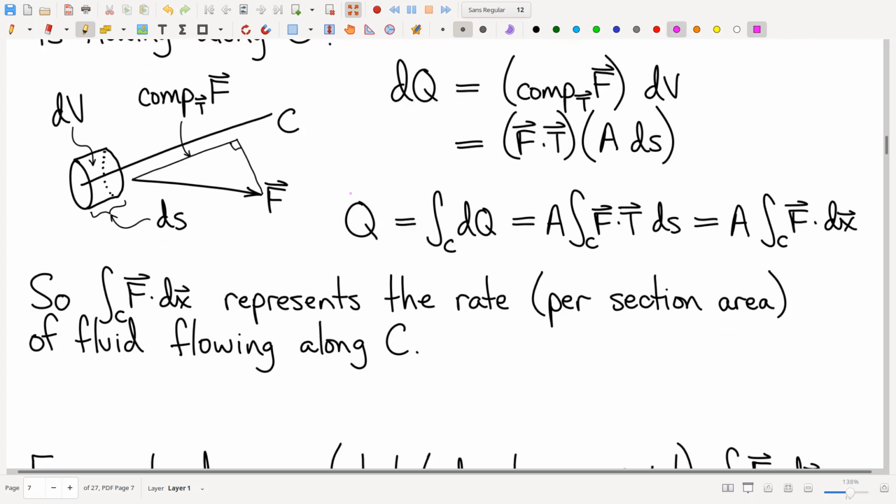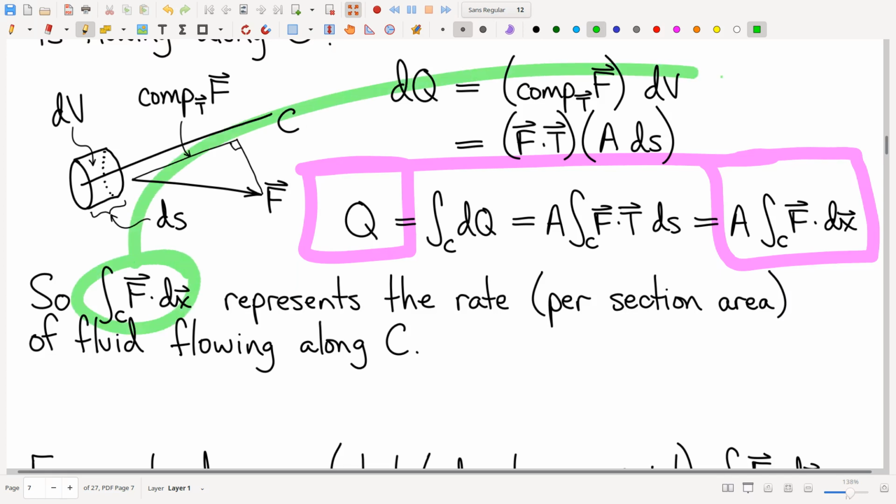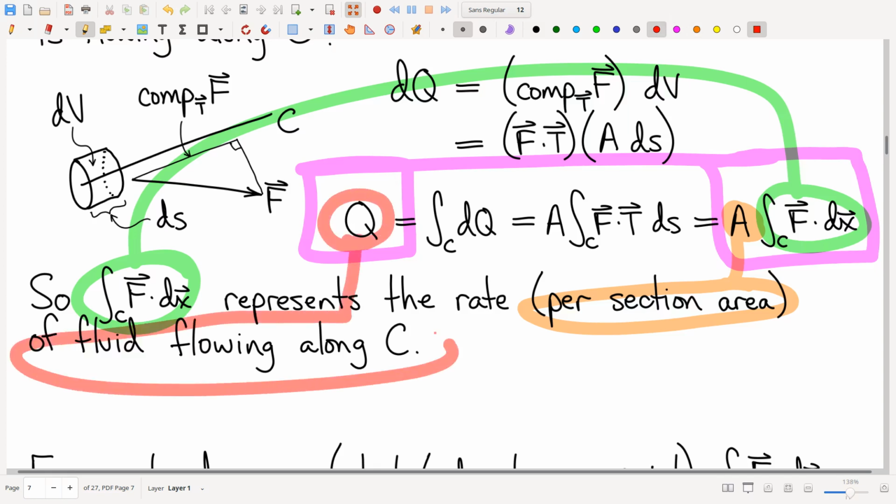Looking at this equation, what we have is that the line integral represents, per unit area of cross-section, this thing. It represents the extent to which the fluid is flowing along the curve.